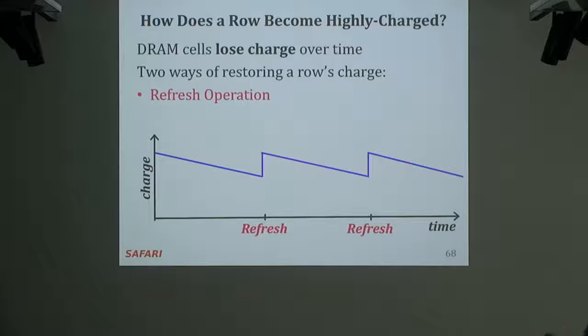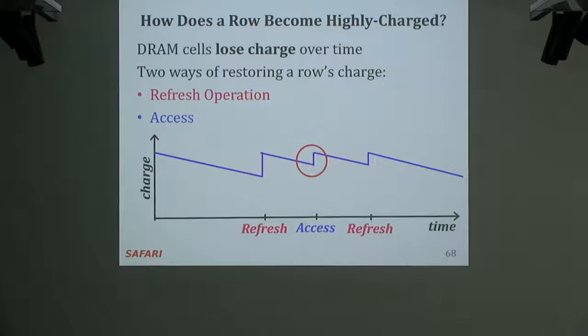There's no relationship, or intuitively there should be no relationship, between when a refresh happens and when an access happens in a program, because these are completely independent processes. But the other one is very interesting. If you actually access a row, you also increase the charge.